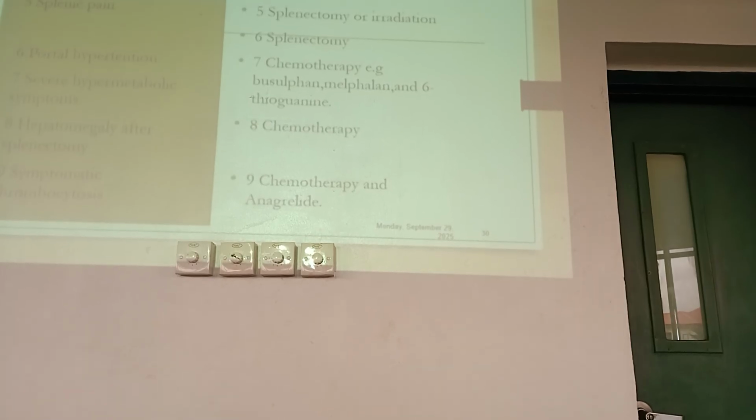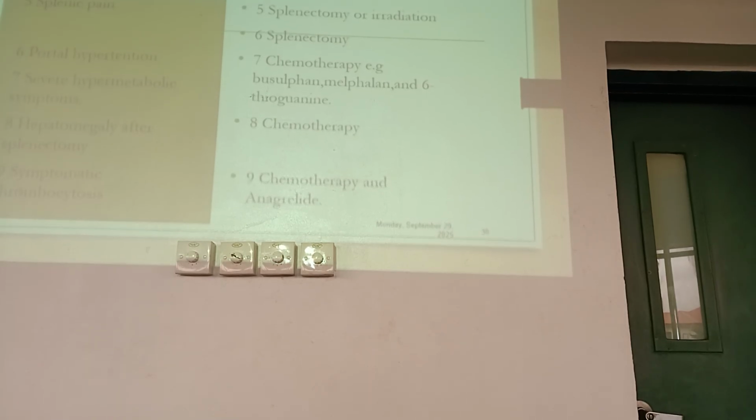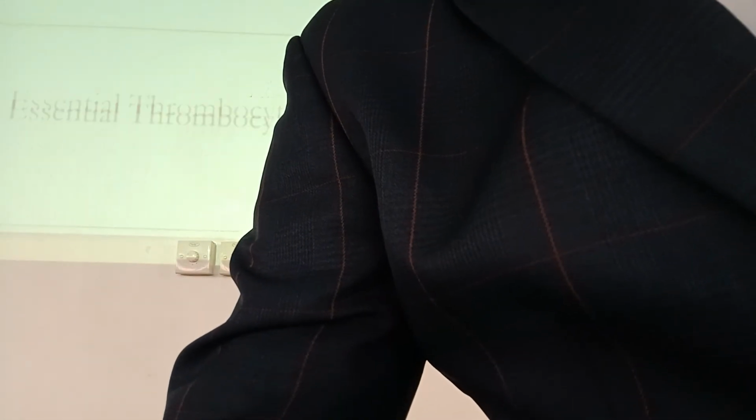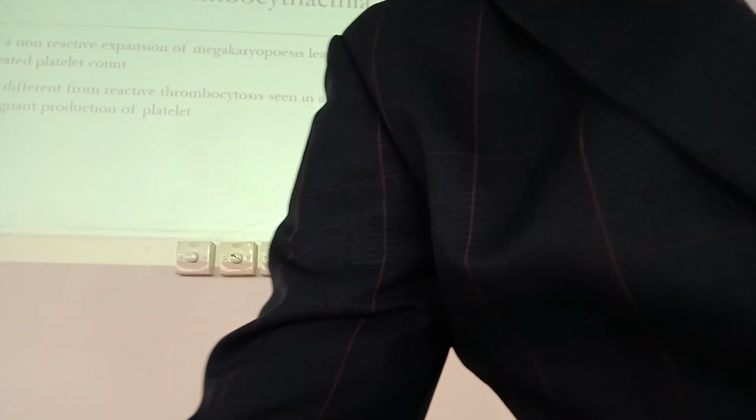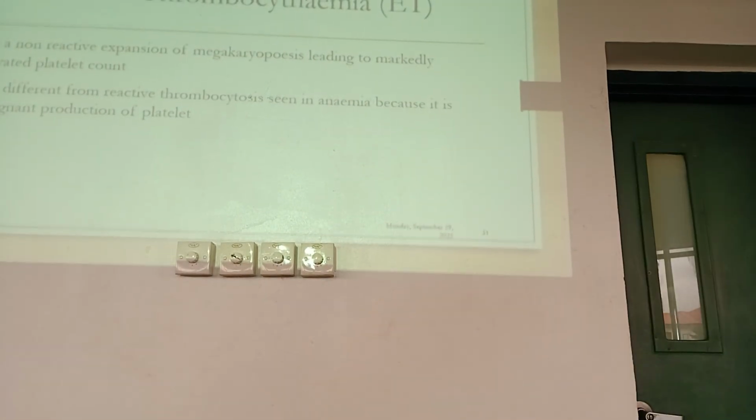So depending on what you are faced with, the condition and the treatment. Five is for five, six is for six, although they are not aligning with each other. So that is the way forward. So we'll talk about essential thrombocythemia, and then we'll continue after this next week.